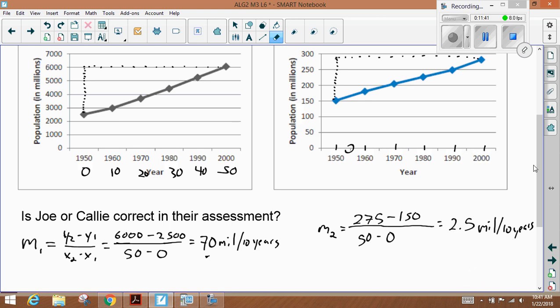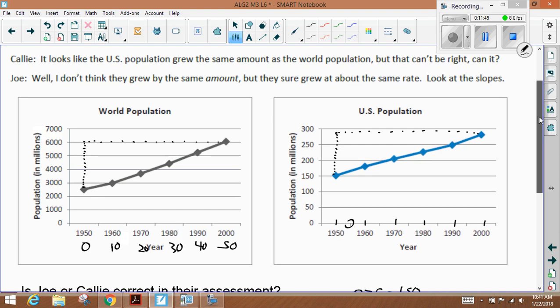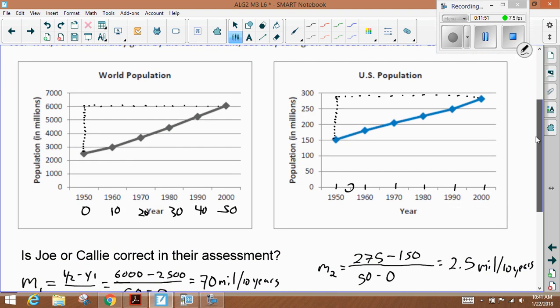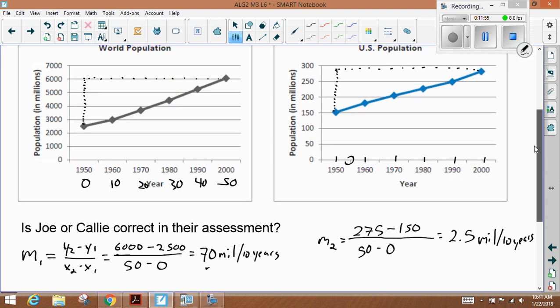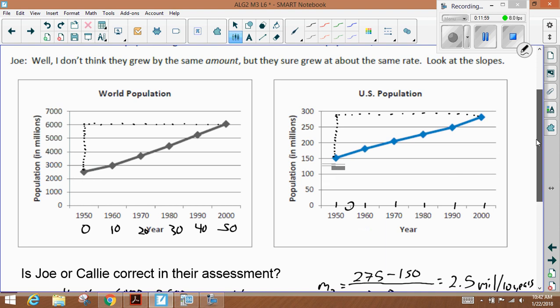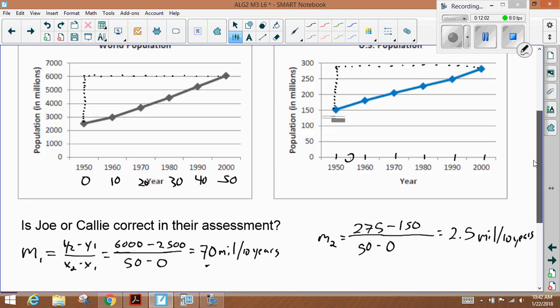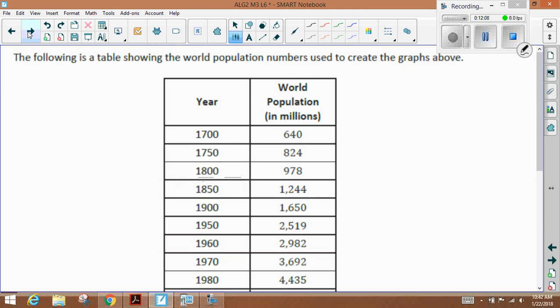Alright. So, did we answer who's correct, Joe or Callie? Joe said the U.S. population grew the same amount as the world population. No. That can't be right, and it's not. And then she said they grew at the same rate, and that's not true either. But hey, we know the rate of change, and that's good. Okay.